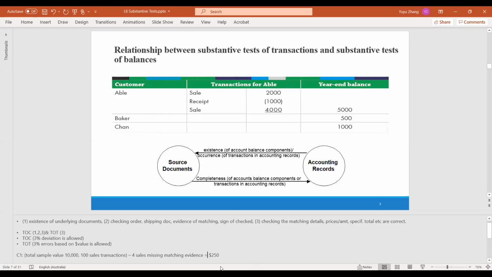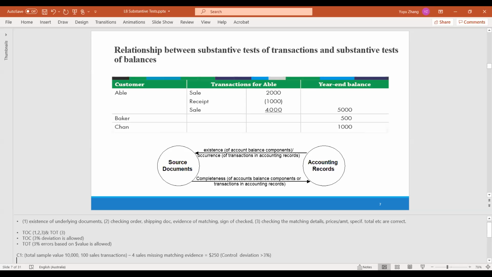Test of control, because it's 4% versus 3%. So the focus will be the control issue, because the deviation is larger than the 3%, right? So the control has got a problem.